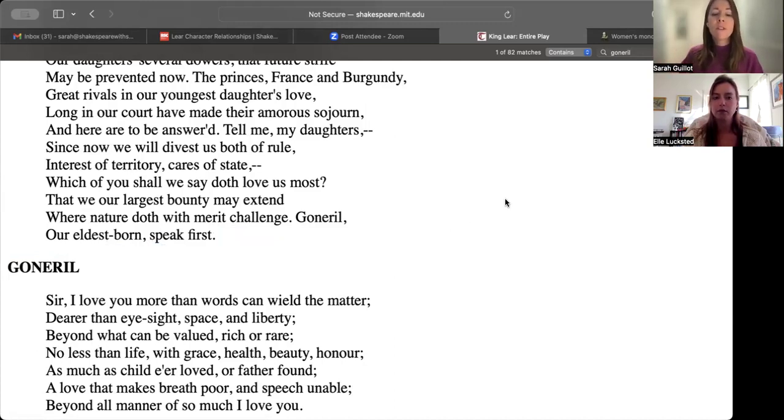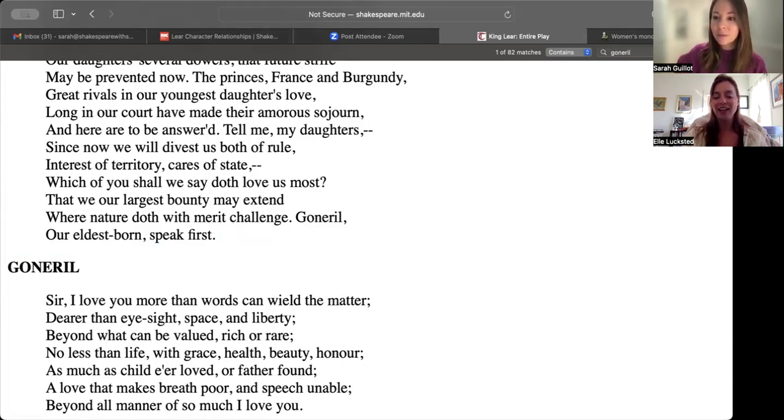Tell me, my daughters, since now we will divest us both of rule, interest of territory, cares, which of you shall we say doth love us most? That we our largest bounty may extend, where nature doth with merit challenge. Goneril, our eldest born, speak first.